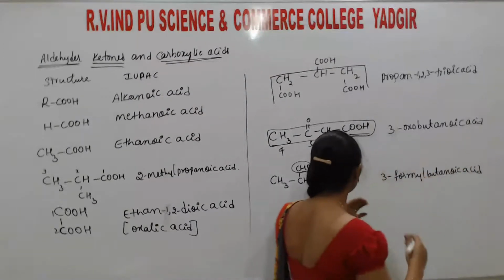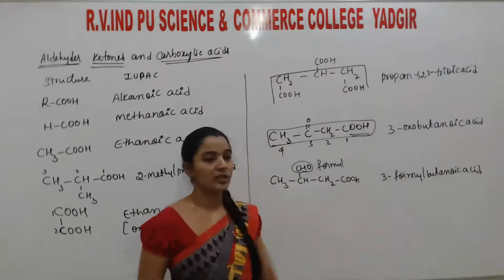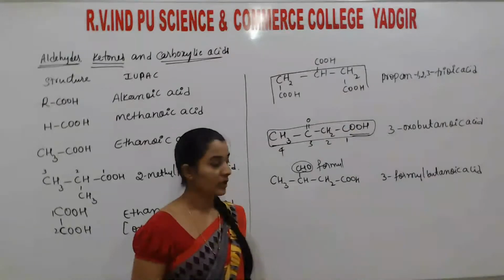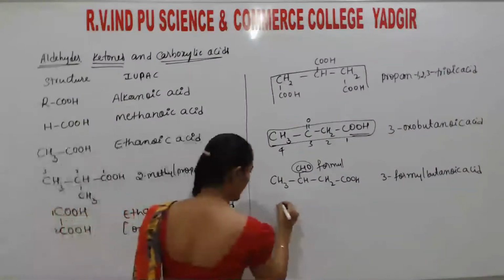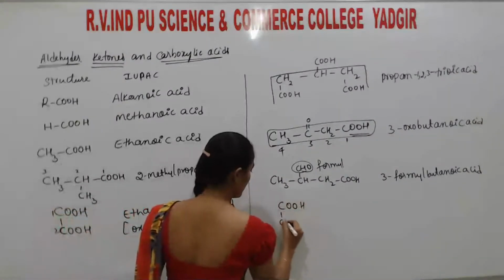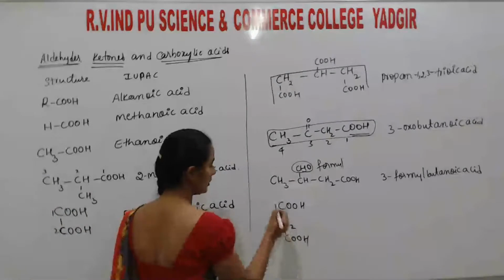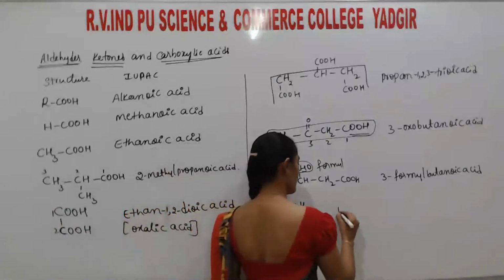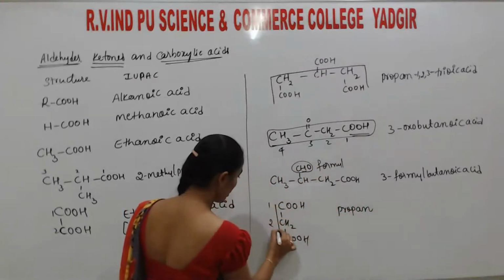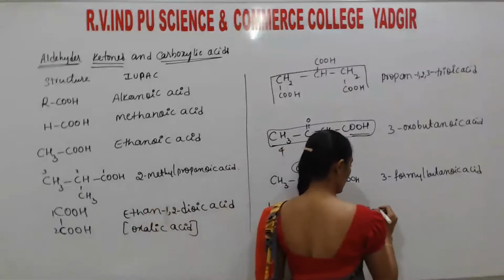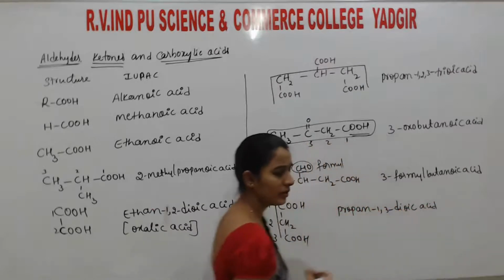Whatever group is present along with COOH, the COOH is the prior group, and the parent chain ends with oic acid only. This is in aliphatic compounds. COOH CH2 COOH. Of course, here 3 carbon atoms are there. That is propane. Okay, start numbering from where? 1, 2, 3. That is 1,3-dioic acid. So this is an example.